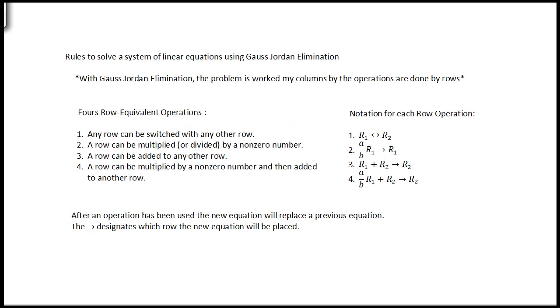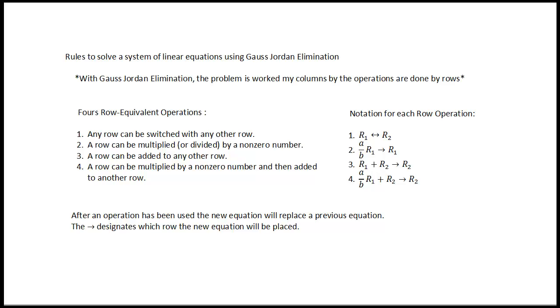Rules to solve a system of linear equations using the Gauss-Jordan elimination. With Gauss-Jordan elimination, the problem is worked by columns, but the operations are done by the rows. There are 4 row equivalent operations. Operation number 1 is that any row can be switched with any other row. Rule number 2, a row can be multiplied or divided by a non-zero number. Rule 3, a row can be added to any other row. And rule 4 is actually a combination of 2 and 3, where a row can be multiplied by a non-zero number and then added to another row.